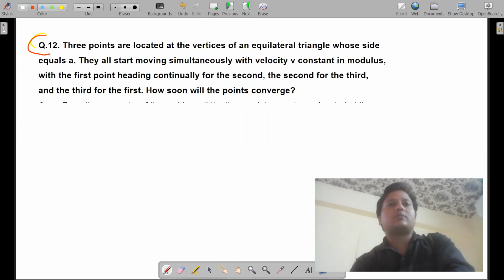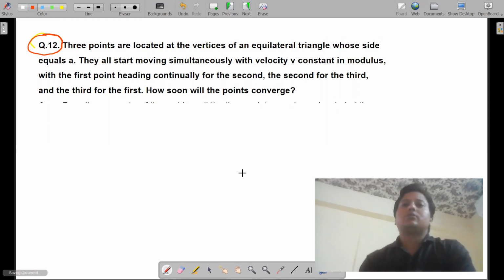In question number 12, there are 3 points located at vertices of an equilateral triangle whose sides equal a. They all start moving simultaneously with velocity v, constant in modulus, with the first point heading continuously toward the second, the second toward the third, and the third toward the first. How soon will the points converge?